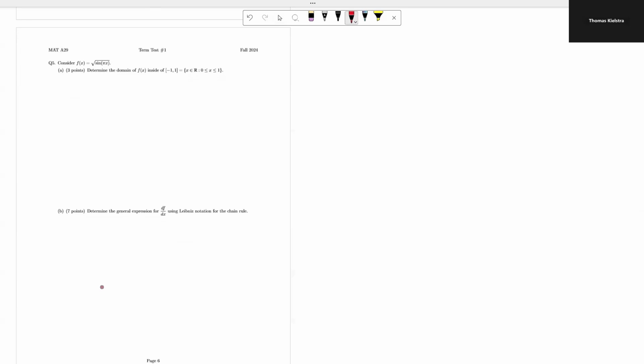So here, when I'm looking for the domain, for the root of sine pi x to be defined, sine pi of x is greater than or equal to 0. And now here, this is my constraint. So I want to find where sine pi of x is greater than 0. So what I'm going to do is start with the sine chart.